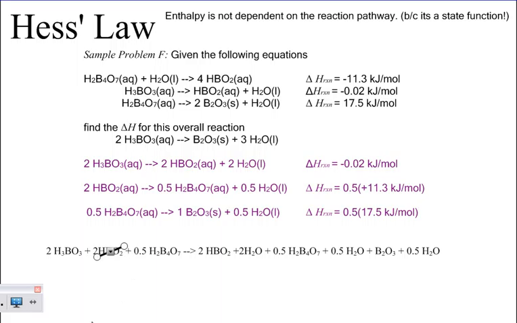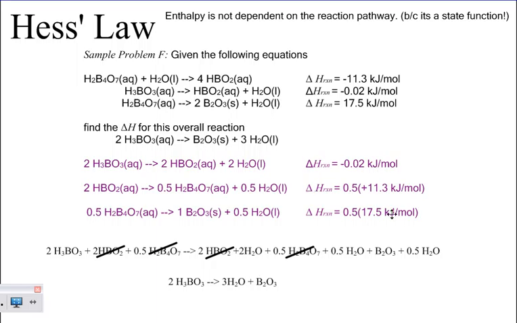HBO2 on this side cancels HBO2 on that side. 0.5 H2B4O7 cancels H2B4O7 on this side. And then we can do some combining. We've got 2 waters here, half a water and a half a water come to make another water, so that gives us 3 waters. Everything else just drags down, and look at that, we've got the exact same problem below as we do above.